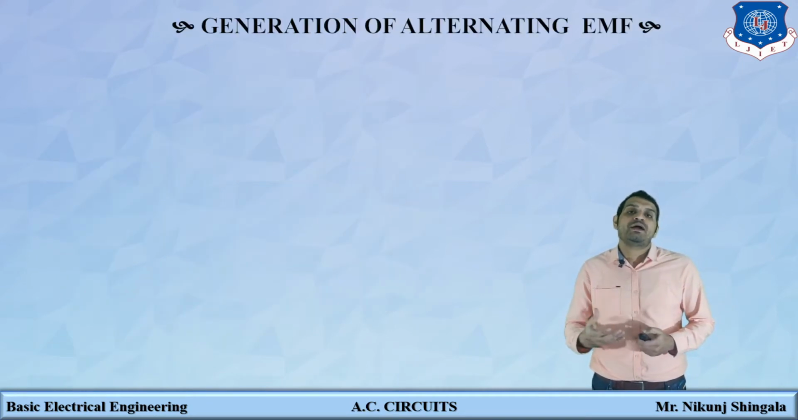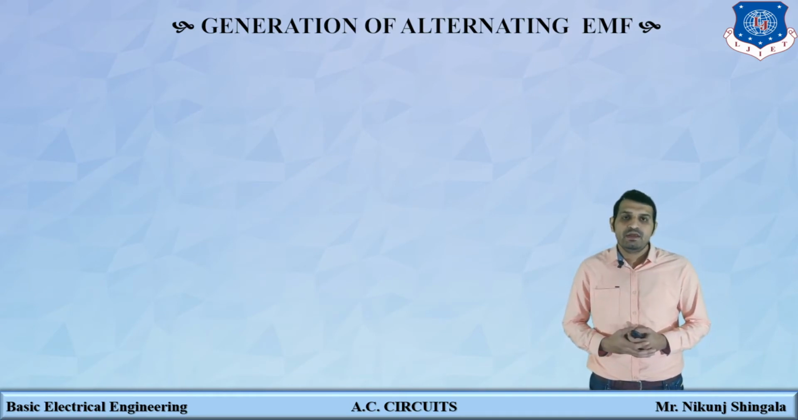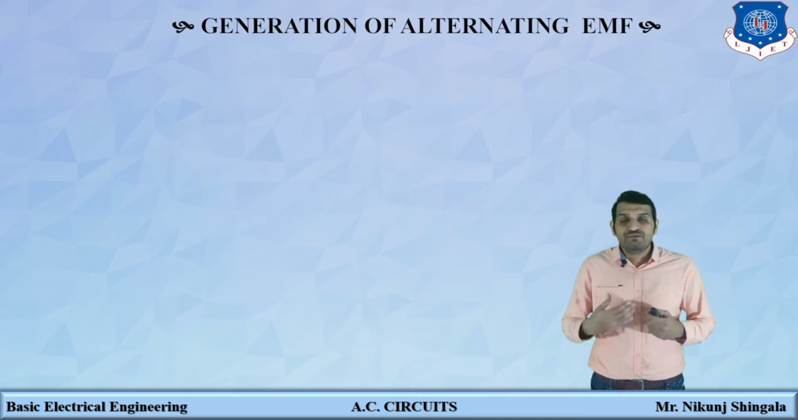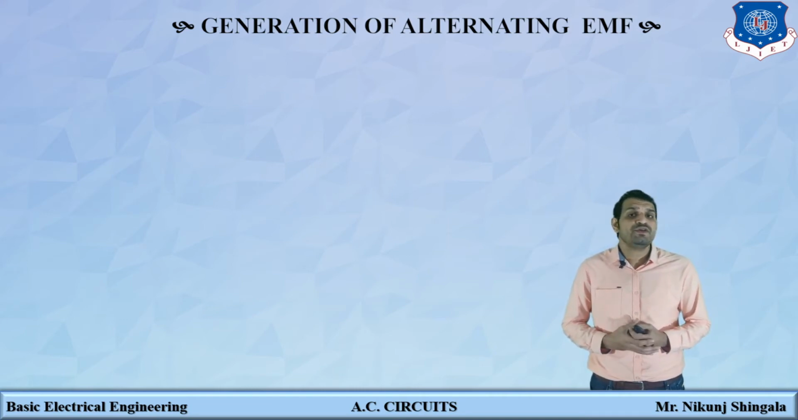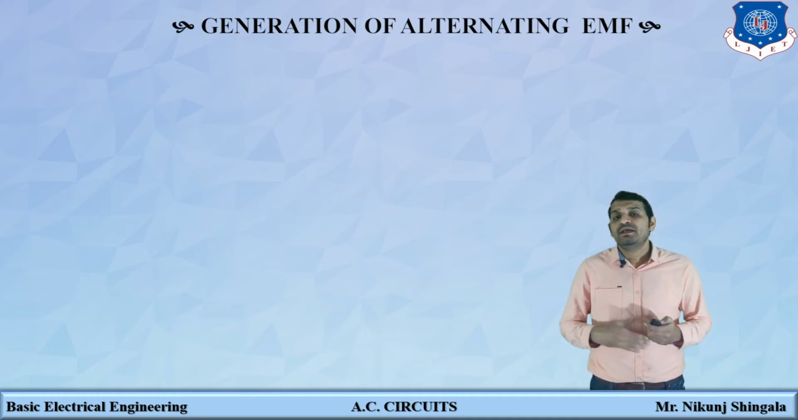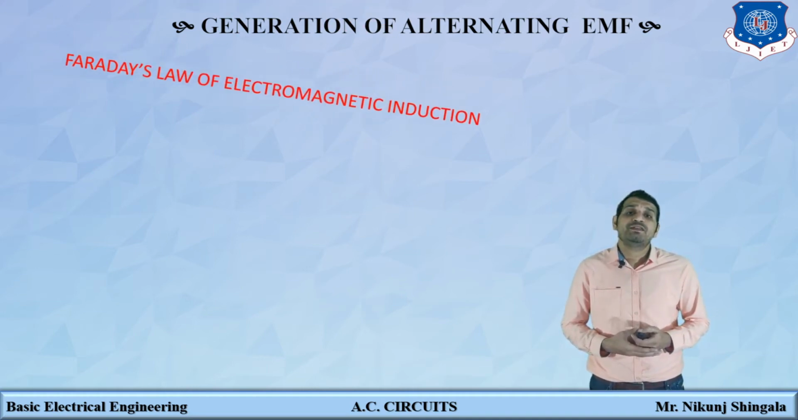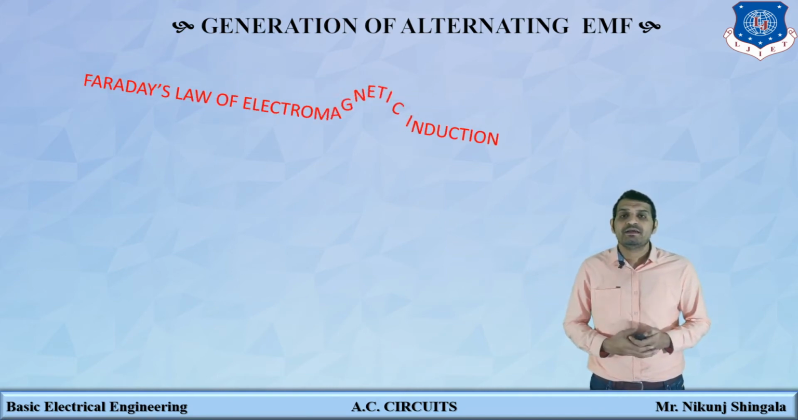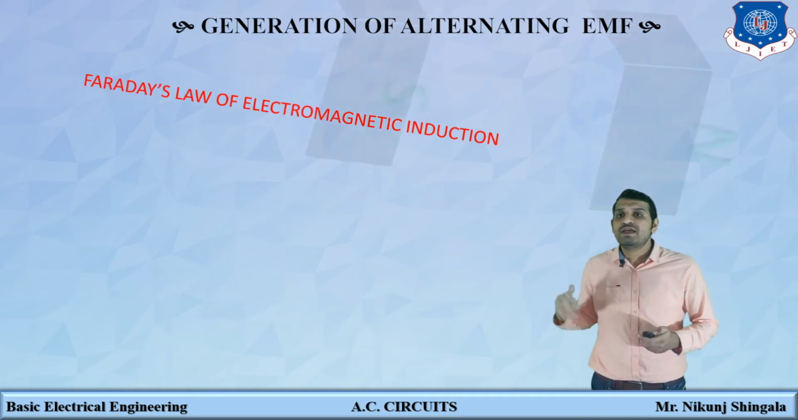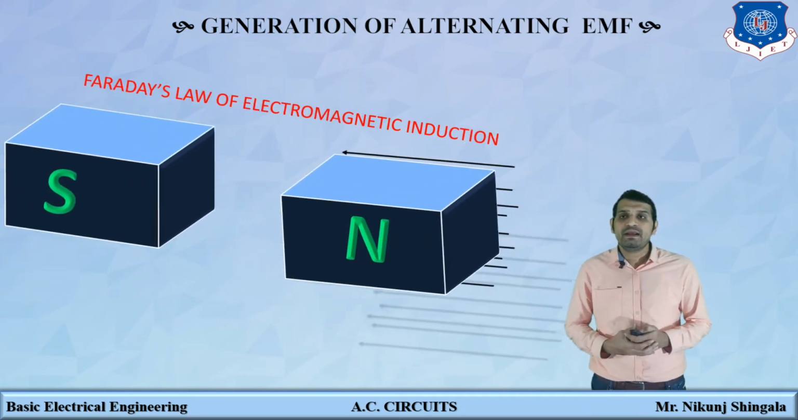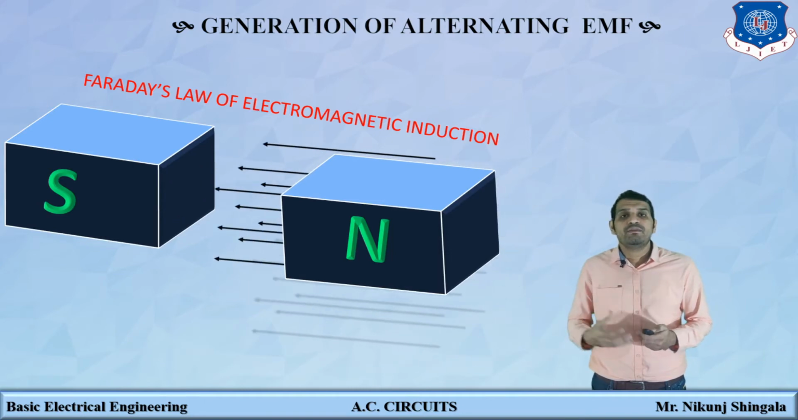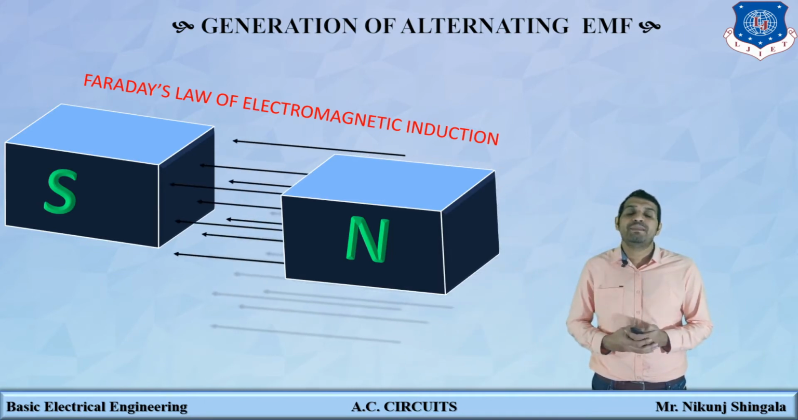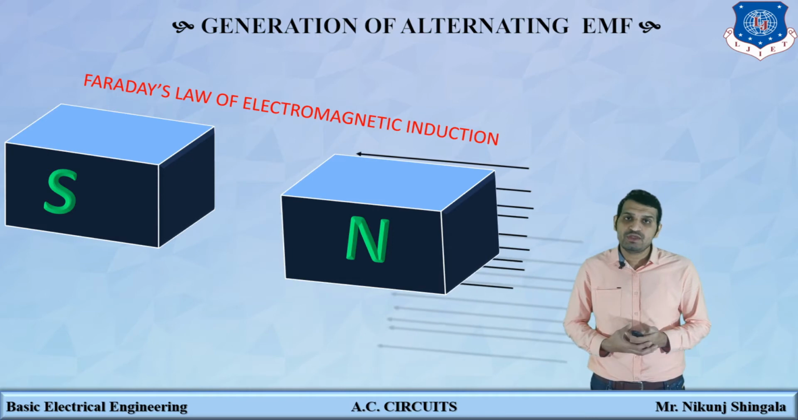Now moving towards the next thing, that is the generation of alternating EMF. Before we understand the basic setup of generation of alternating EMF, let us understand the principle behind EMF induction, and that is nothing but Faraday's law of electromagnetic induction. To understand that, you can see this setup. There are two electromagnets, and you can see the magnetic field flowing from the north pole to the south pole.